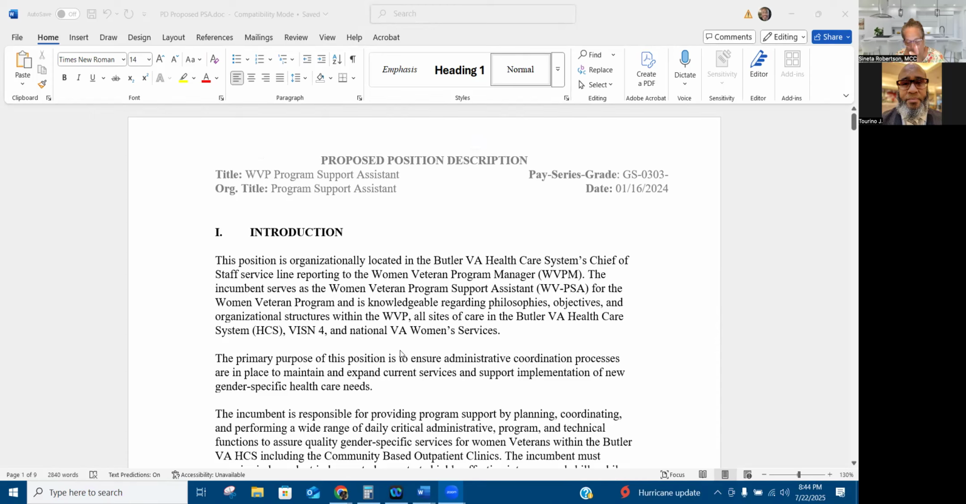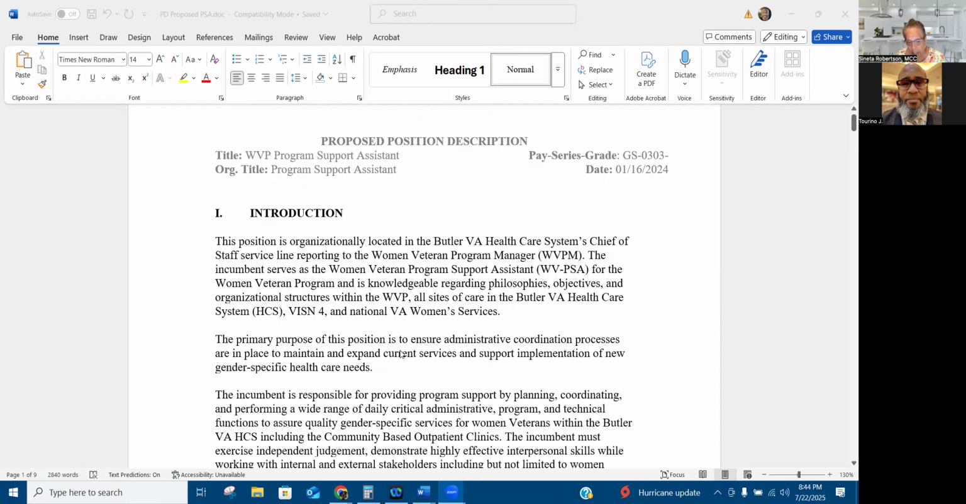Normally VA PDs' introductions are way longer than I suggest, but you may want to read that so that you can see right here, the second paragraph, the primary purpose of this position is to ensure administrative coordination processes are in place to maintain and expand current services and support implementation of new gender-specific healthcare needs.